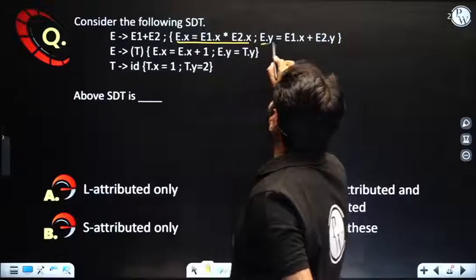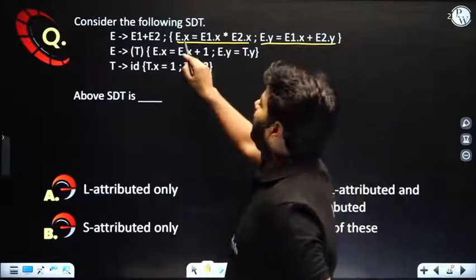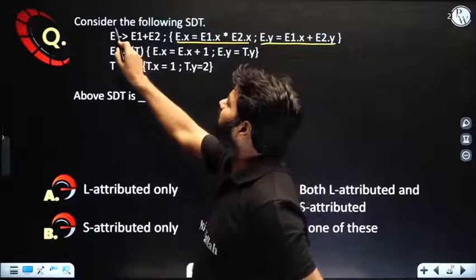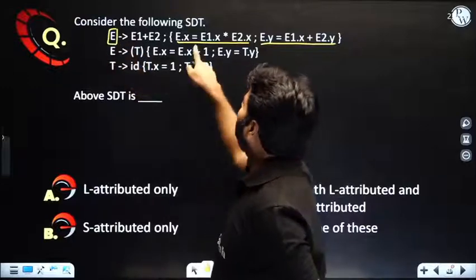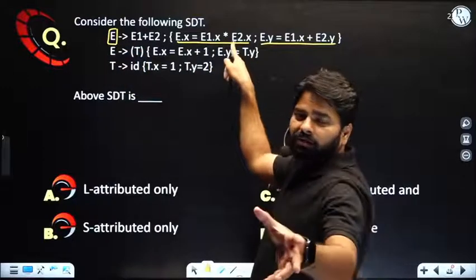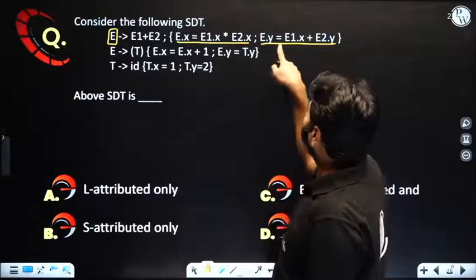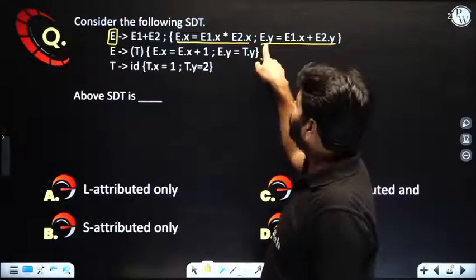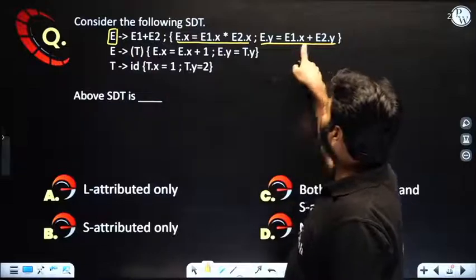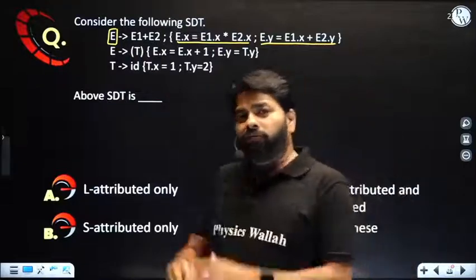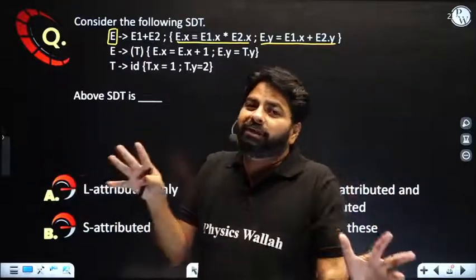Now, first, see there are two computations. One is this one, other is this one. And E dot X, that means you are computing at this place by depending on its child, that's fine. It's following both. At this one, E dot Y, you are computing at this E by depending on its children. Still, you are following both L attributed and S attributed definitions.